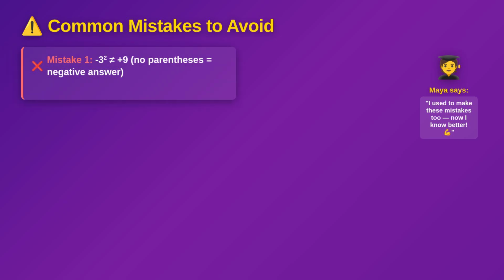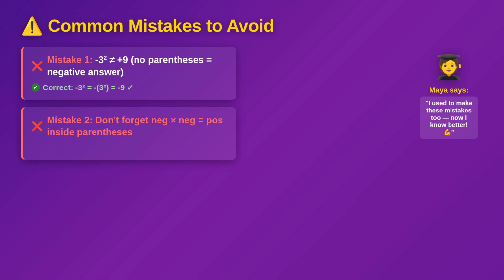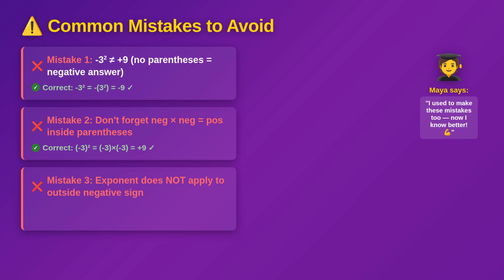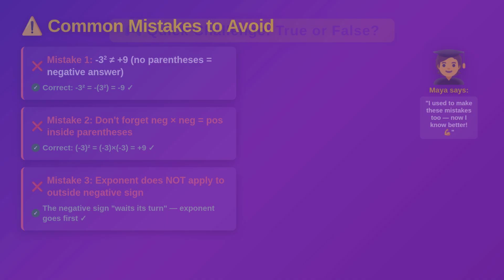Let's talk about the mistakes Maya used to make, because avoiding them is just as important as knowing the rules. Mistake 1. Assuming -3 squared is +9. Nope, without parentheses, it's -9. Mistake 2. Forgetting to apply integer rules inside the parentheses. Negative times negative is positive. Don't rush past that step. Mistake 3. Thinking the exponent applies to the negative sign when there are no parentheses. It doesn't. The negative waits its turn. Keep these 3 traps in mind, and you'll be way ahead of the curve on tests and homework.